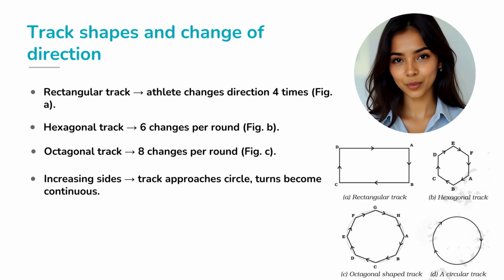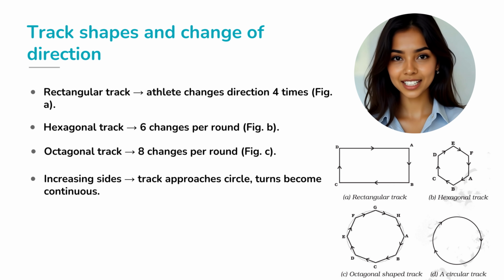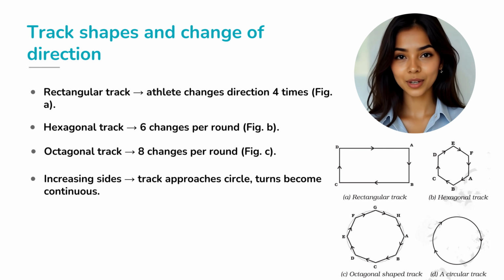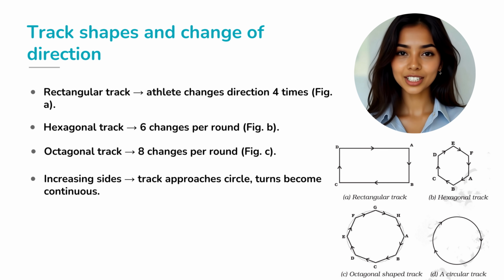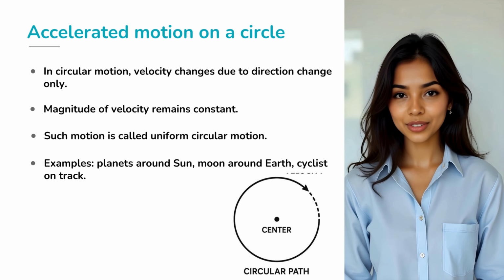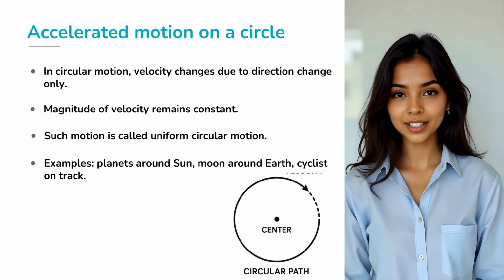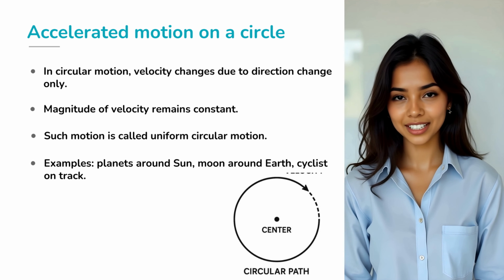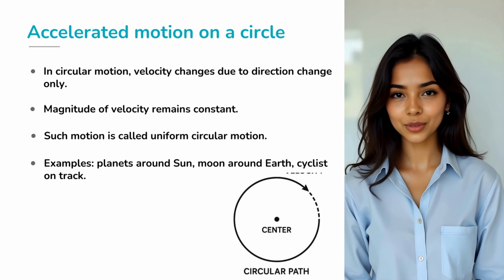So in circular motion, the athlete is practically changing direction at every single instant. That's why circular motion is an excellent example of motion with continuous change in direction. Here's the formal definition. When an object moves in a circular path with constant speed but continuously changing velocity, it is said to be in uniform circular motion.